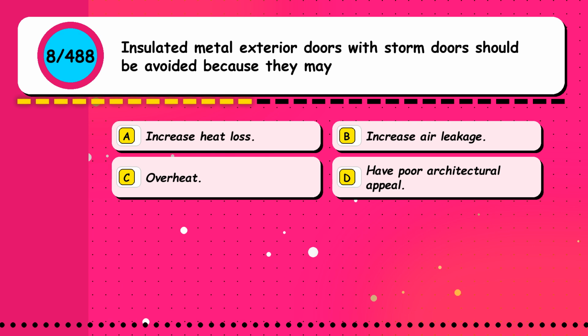Question 8. Insulated metal exterior doors with storm doors should be avoided because they may: Option A. Increase heat loss. Option B. Increase air leakage. Option C. Overheat. Option D. Have poor architectural appeal.